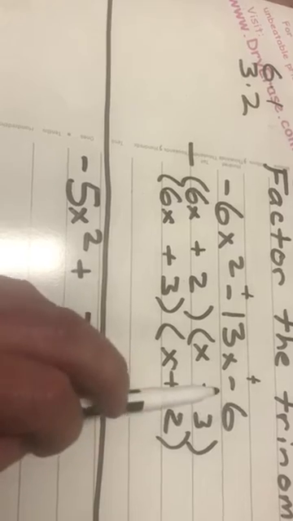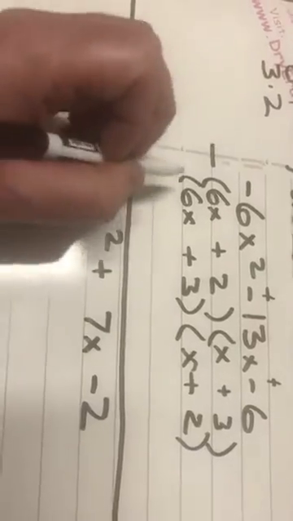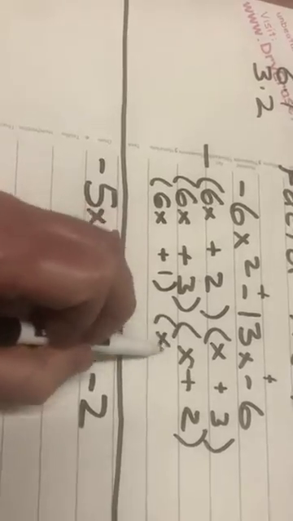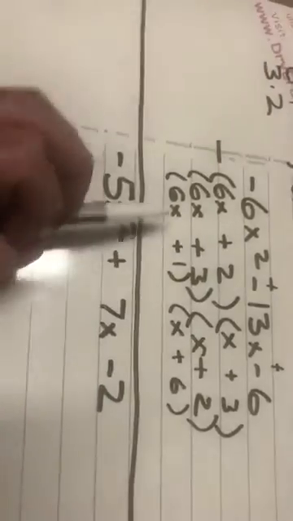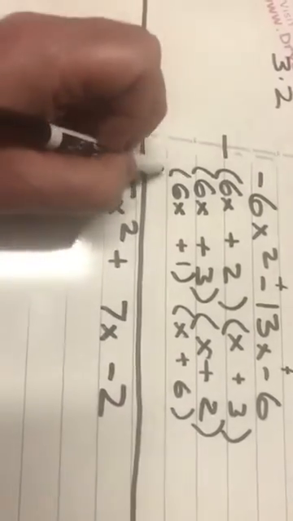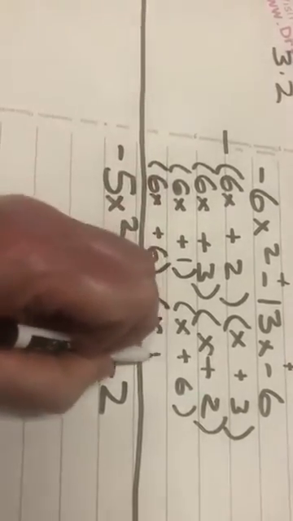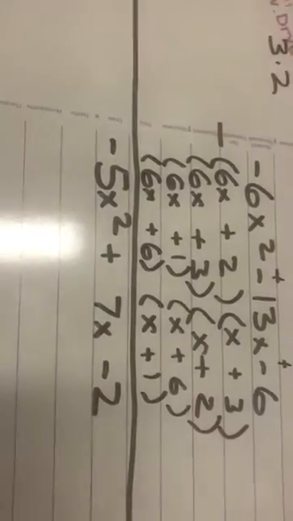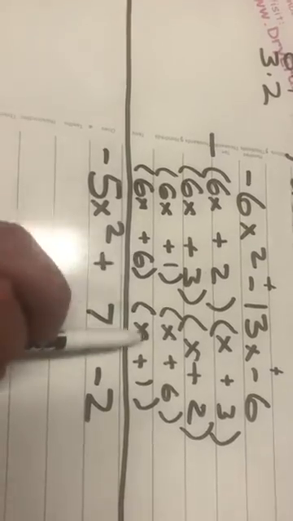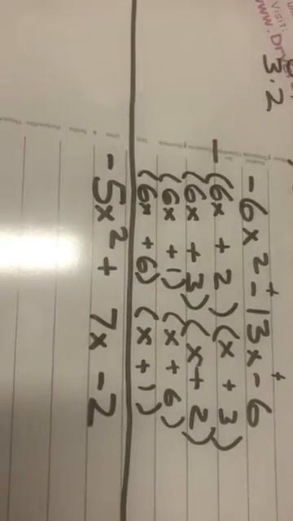All right, the other possibility is with 6, it could be a positive 1 and a positive 6. So let's see what happens if I do 6x plus 1 and x plus 6. Well, 6x times 6, whoa, that's 36x. No way. Well, what about 6x plus 6 and x plus 1? Let's see if that's going to work. Well, 6x times 1 is 6x. 6 times 1x is 6x. 6x and 6x only gives me 12x. So that's not going to work.